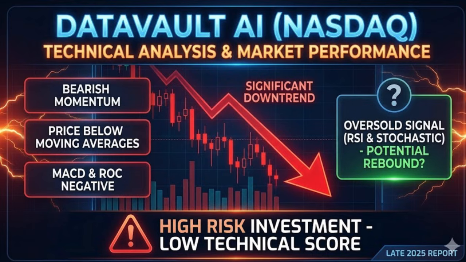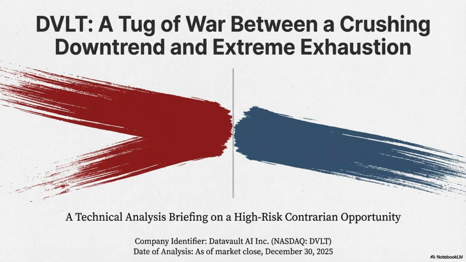Today we're doing a really focused technical analysis on just one stock. We're going to try and cut through all the market noise and really just look at the patterns, the momentum, and the structure of what looks like a total price collapse. We're diving into Datavault AI Inc. The ticker is DVLT, and it has created this massive technical paradox.